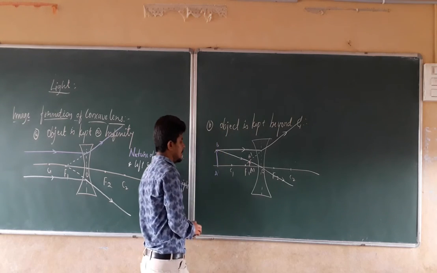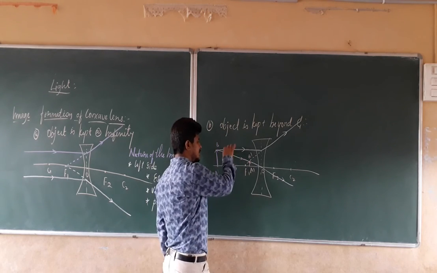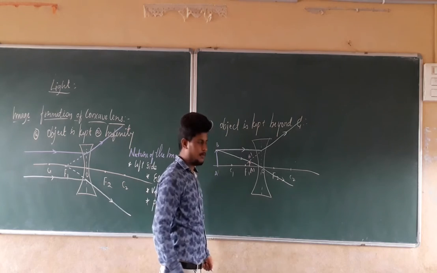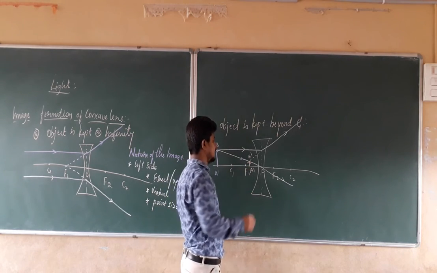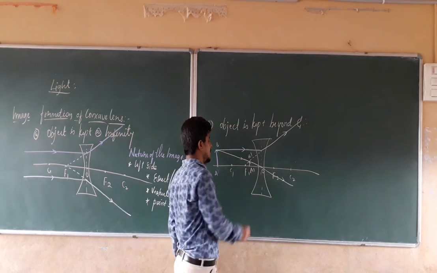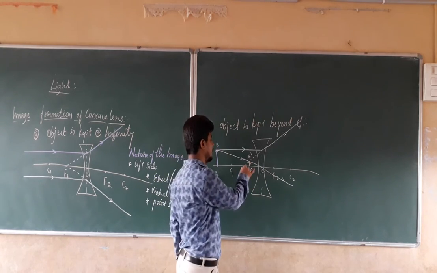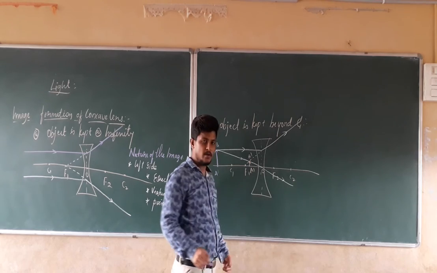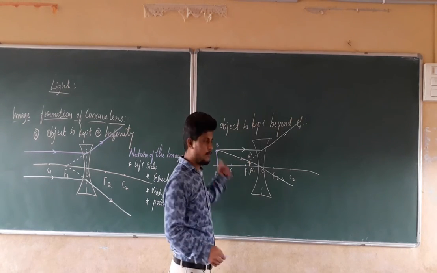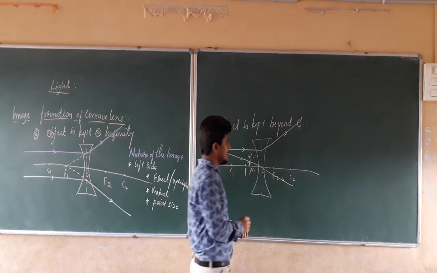If I keep the object on C only, the same type of diagram is going to come. When I keep the object in between C and F, the same type of diagram is going to come. When I keep the object in between O and F, it is going to give the same type of diagram. So the image formation will take place in between F and O, on the other side, and it will be smaller.